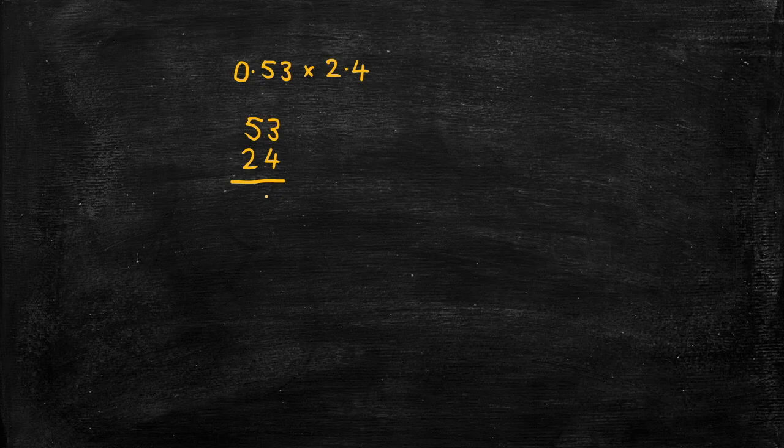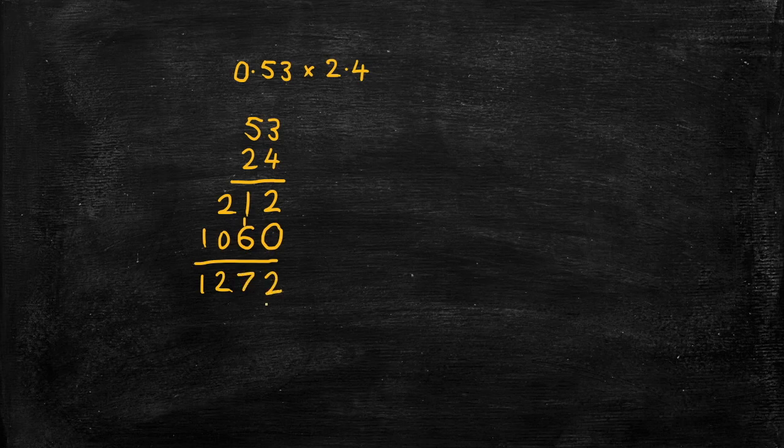So let's do 4 times 3 is 12. 4 times 5 is 20, plus the 1, 21. And then we'll multiply 20 by 53. So write down a 0, and then 2 times 3 is 6, and 2 times 5 is 10. And then add these two numbers. We get 1, 2, 7, 2.